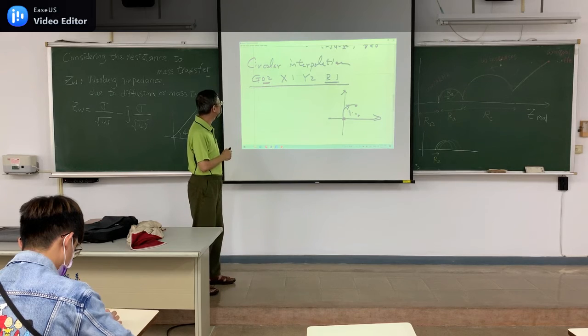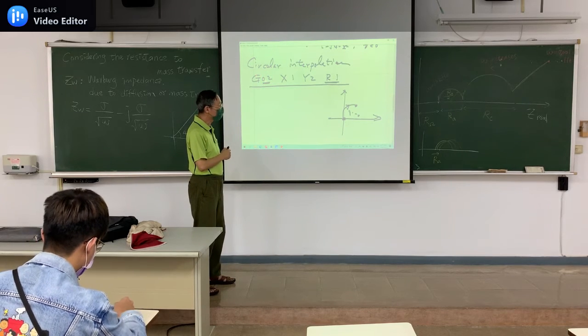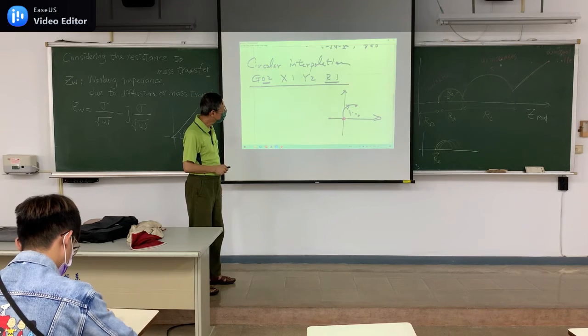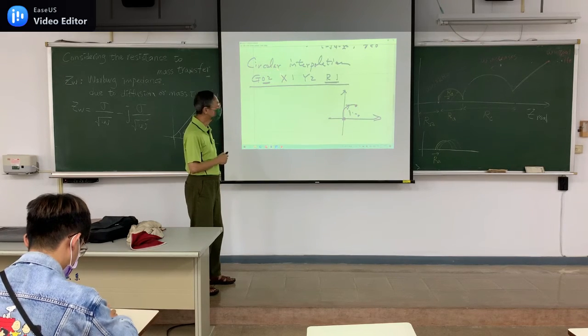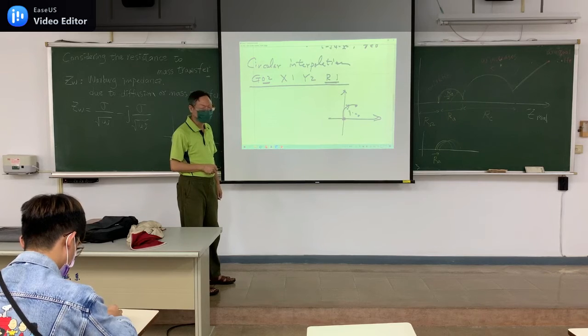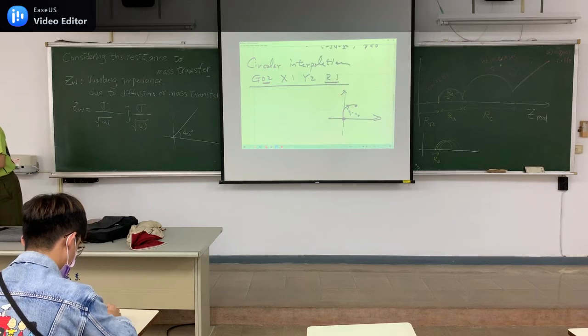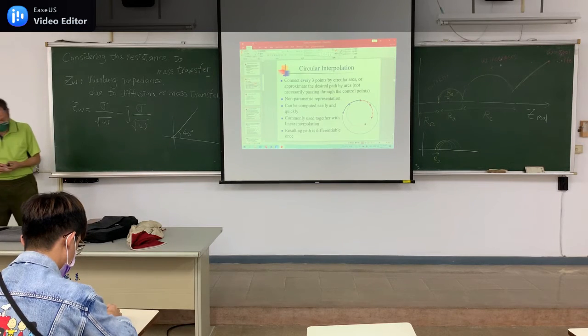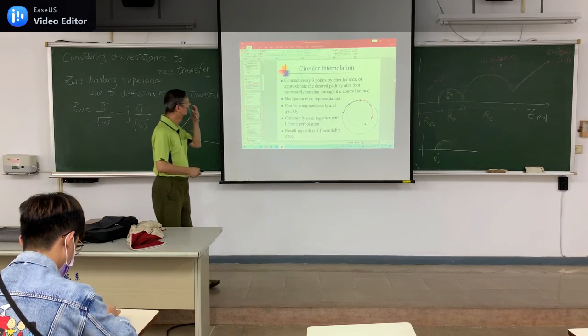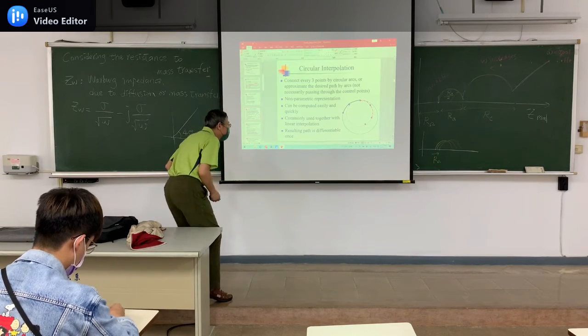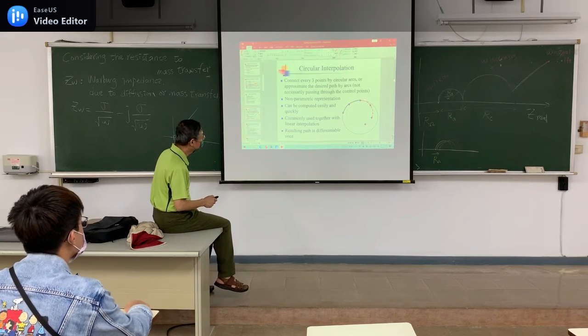If you have a G03, that would be counterclockwise. You will follow this way. Counterclockwise, so the center will be this side, and it will follow this. If this is G03, for the same point. And here is the so-called CIP, circle through points. We go through this point.